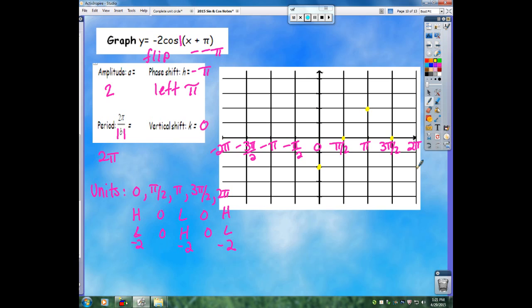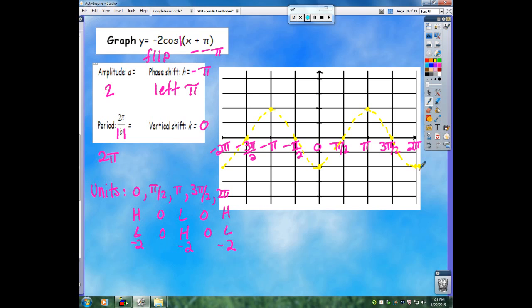All right, continue that pattern. So 0, high 2, 0, low 2. All right, let's dot that in. And if you got all your points, it's going to be really easy to connect your dots. Okay, now we need to shift everything. Every point gets shifted left pi.